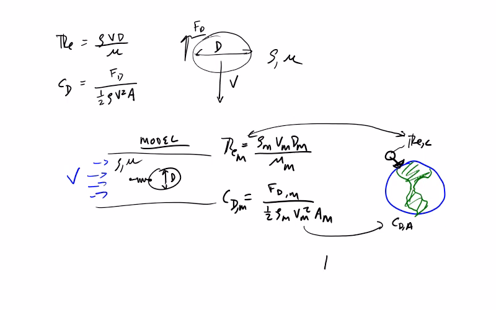And so if we wanted to know, say, the drag on the comet, we could say, well, that's C_D,A times 1/2 rho_actual V_actual squared A. And since C_D,A and C_D,M are the same, we can now calculate this value that we actually wanted. And that's how modeling works, the basic idea.